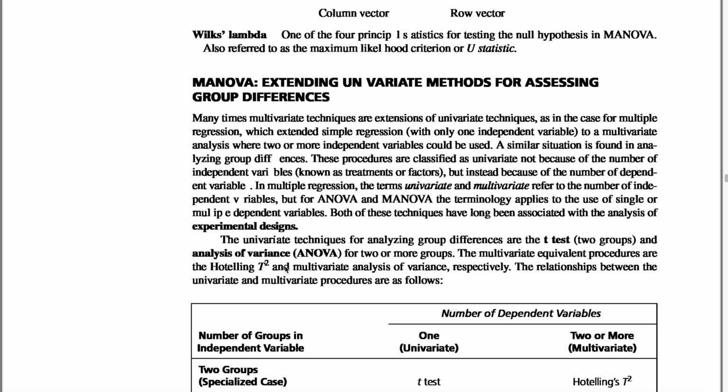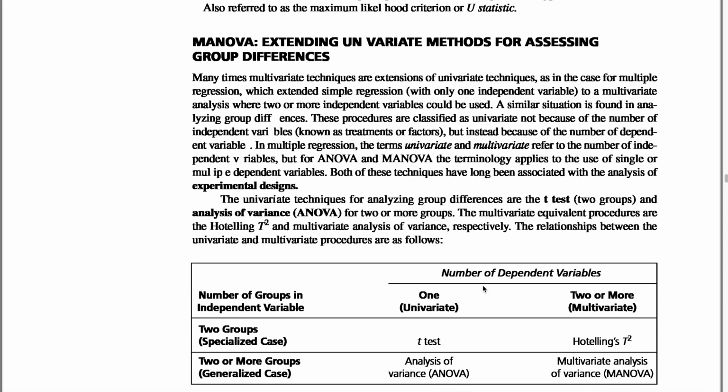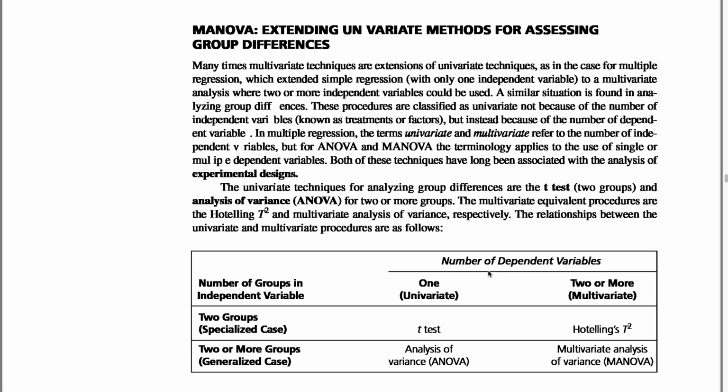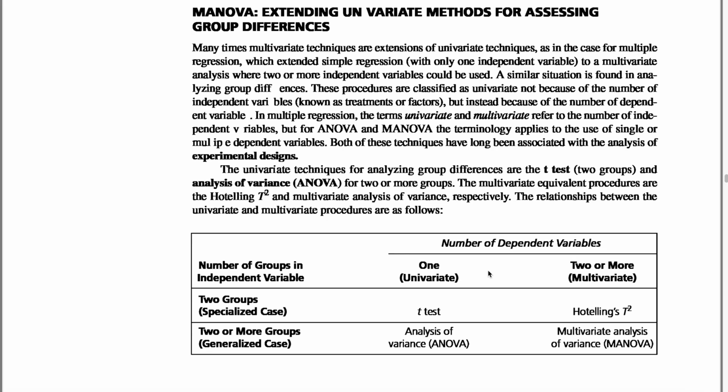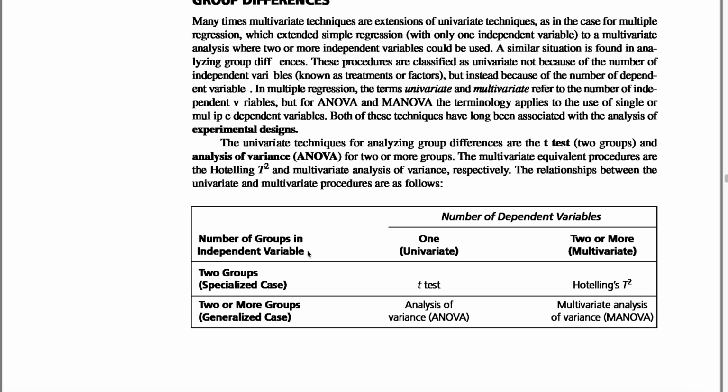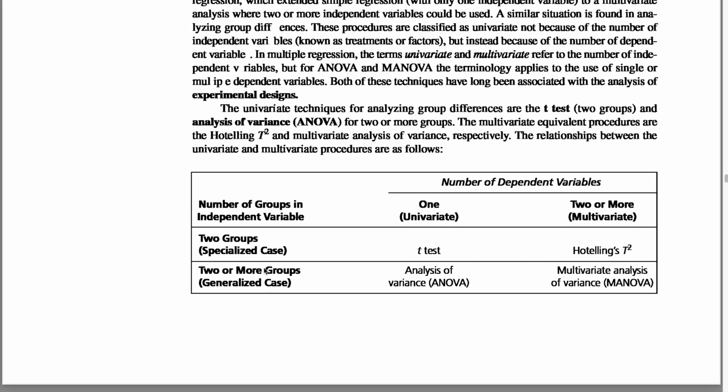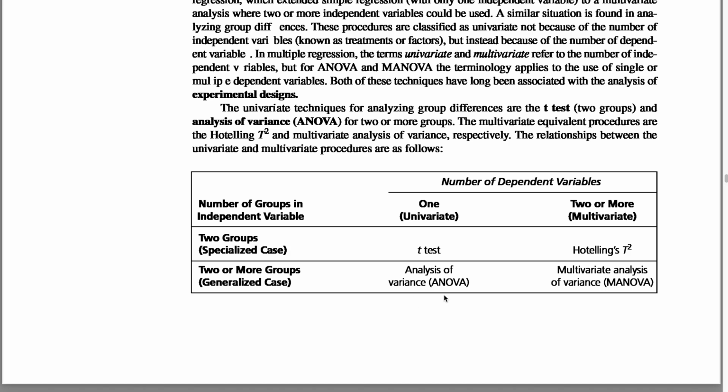The univariate techniques for analyzing group differences are the t-test for two groups and the analysis of variance, ANOVA, for two or more groups. The multivariate equivalent procedures are Hotelling's T2 and multivariate analysis of variance, respectively. The relationship between the univariate and multivariate procedures is as follows. Here we have the number of dependent variables and the number of groups in the independent variable: one is univariate, and two or more we call multivariate. For two groups, a specialized case, we use the t-test and Hotelling's T2. For two or more groups, we use analysis of variance, ANOVA.